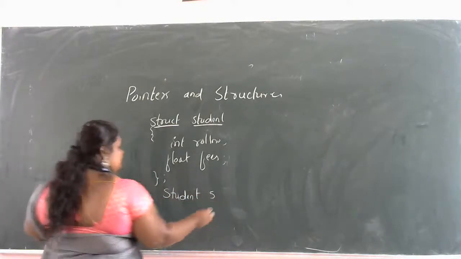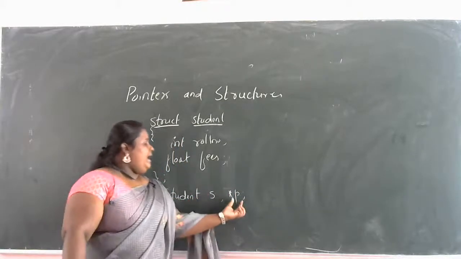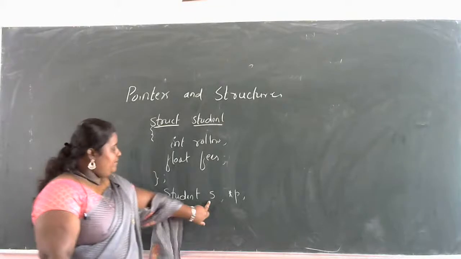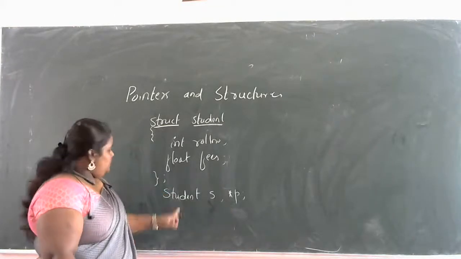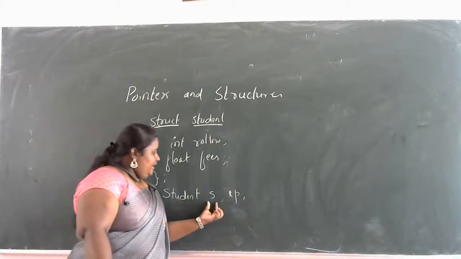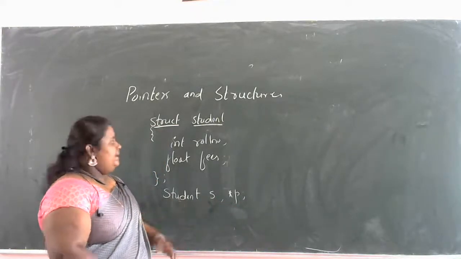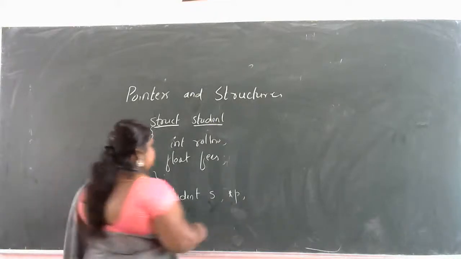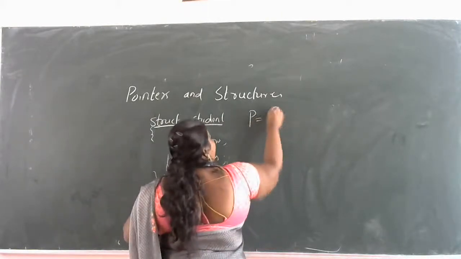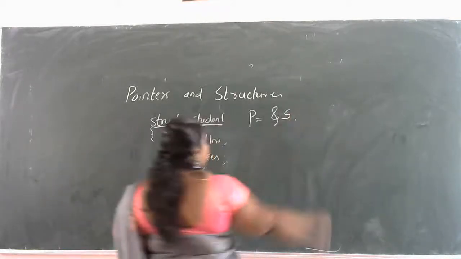Student s comma star p. As I told, your variable name and pointer variable should be of the same type. Here variable s and pointer p are of student type, that is, structure student type. And the pointer holds the address of your structure. Pointer p holds the address of the structure, that is, p equal to ampersand s.